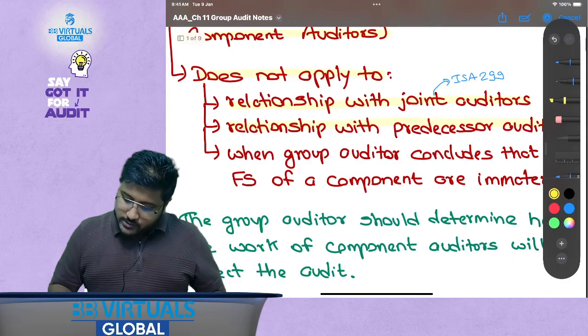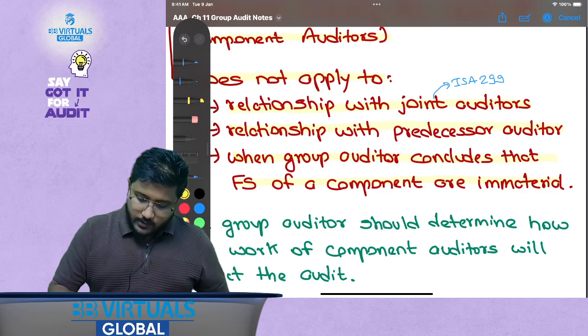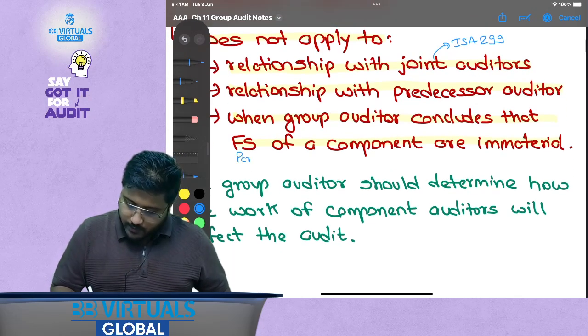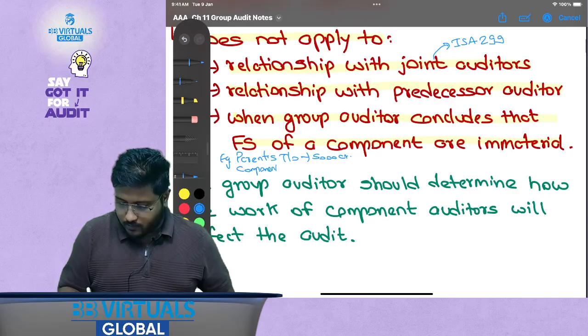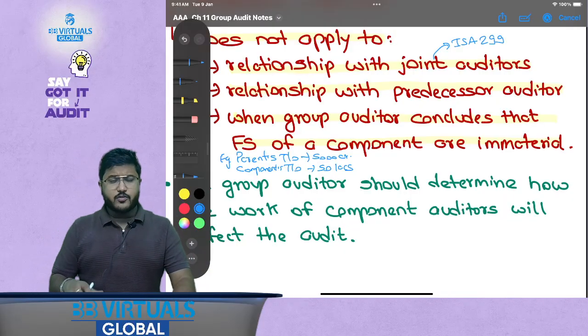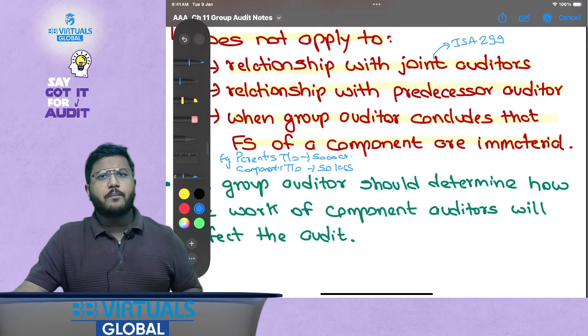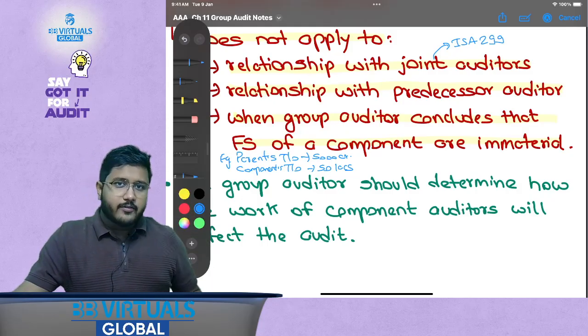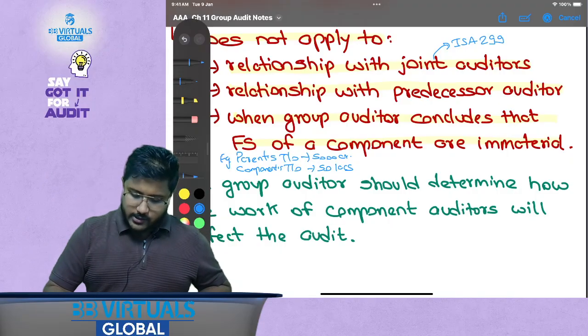Then, when the group auditor concludes that the FS of a component are immaterial, sometimes what might happen is, for example, the parent's turnover is say 5,000 crores, and the component's turnover is say 50 lakhs. Now, can this happen? First of all, yes, it could be a new company. But even if we have any issues in the component, other than fraud of course, will it have any impact on the group financial statements? Generally not, right? It is generally immaterial. So at that time also this does not apply.